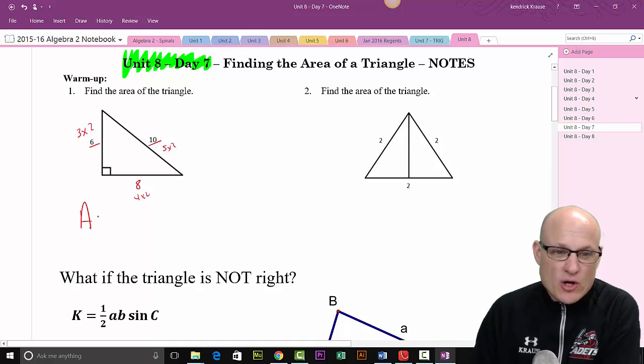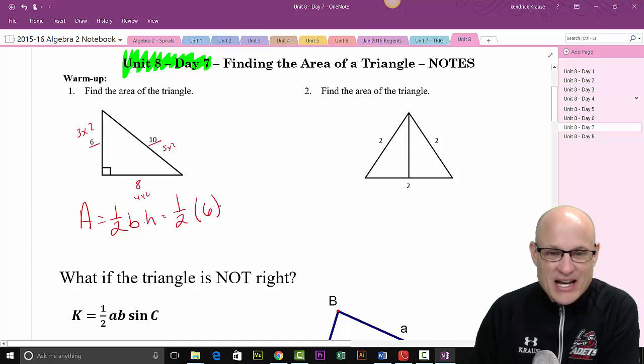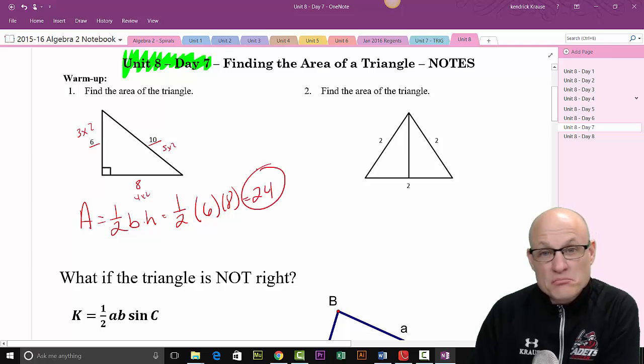Area of a triangle you all know as 1/2 base times height. So in this case, 1/2 times 6 times 8, which is equal to 24. Pretty basic, right? Not very hard.